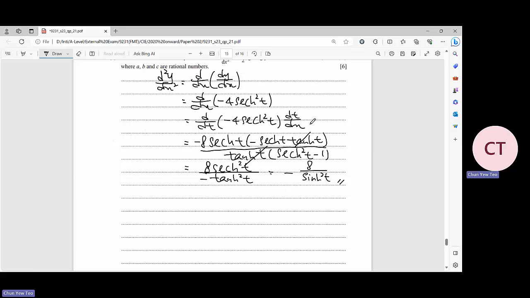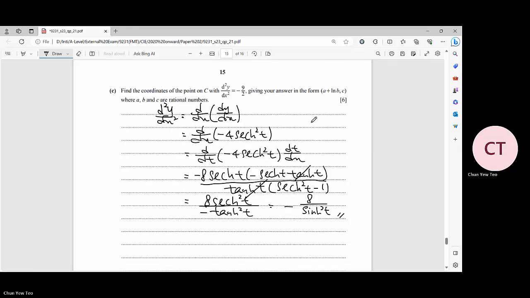d square y over ds square. Now they want your d square y over ds square to be negative 9 over 2. So my d square y over ds square is negative 8 over sine square t, which equals negative 9 over 2. Now I think simplifying them this way is not so proper, because later we want to find the point.